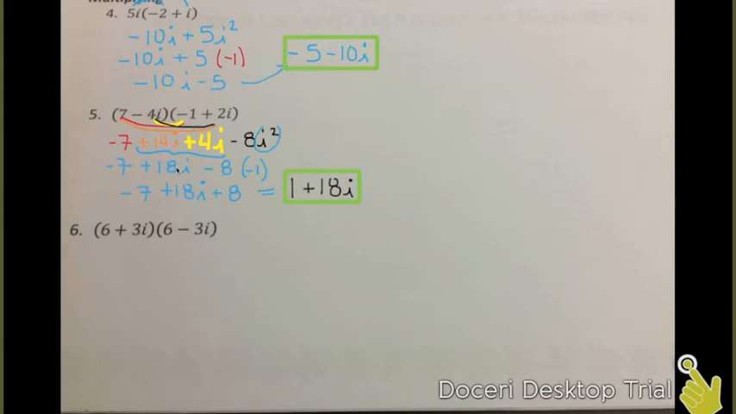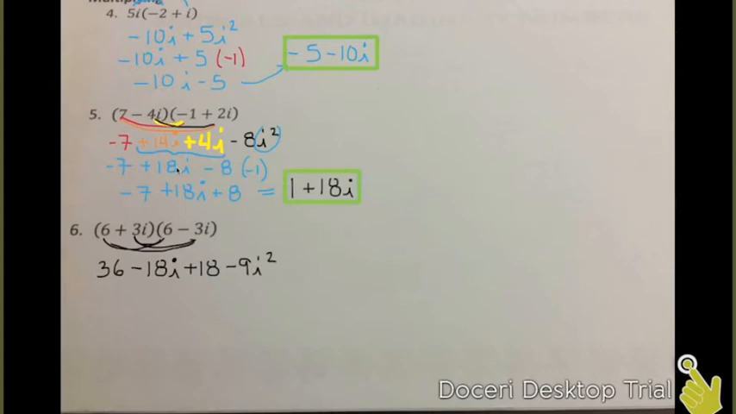Alright, so once again we want to go through and FOIL this. We want to do our firsts, which is 6 times 6, or 36. We want to do our outers, 6 times negative 3i, which is negative 18i. We want to do our inners, positive 3i and positive 6, which is positive 18i. And we want to do our lasts, positive 3i times negative 3i, which is negative 9i squared.